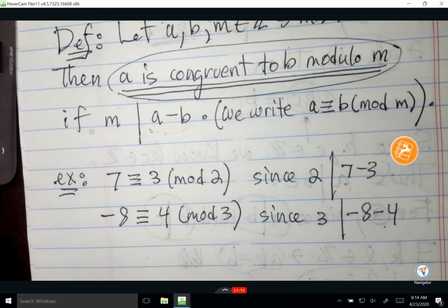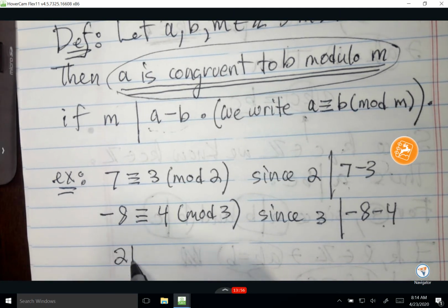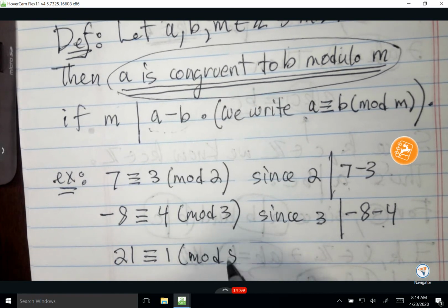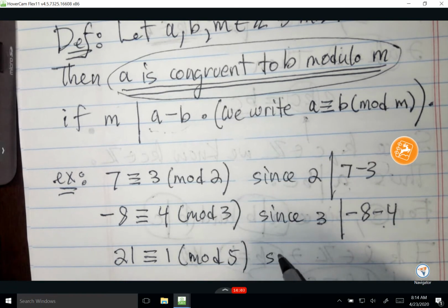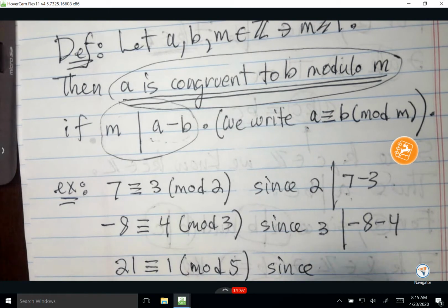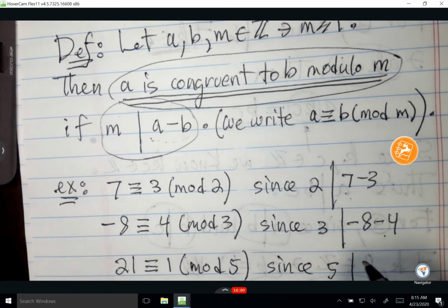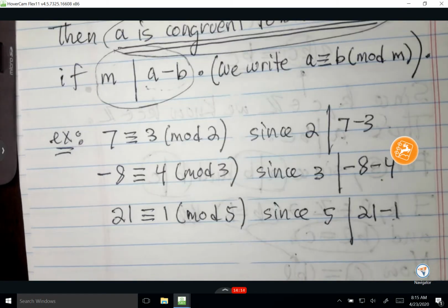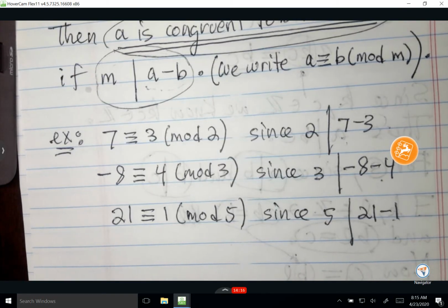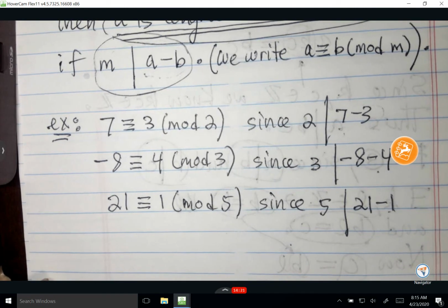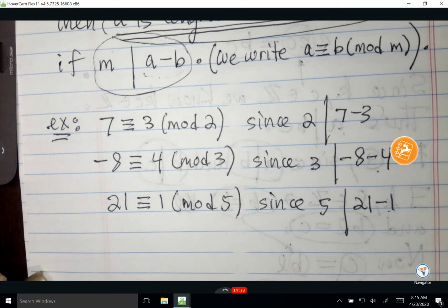Okay. One more. 21 is congruent to 1, mod 5. Why? Since 5 divides their difference. Again, we're going through the definition up here. Since 5 divides 21 minus 1, because that's 20. And 5 divides 20. Goes in 4 times. Okay, so that's what modularity is. And now you can prove a theorem.